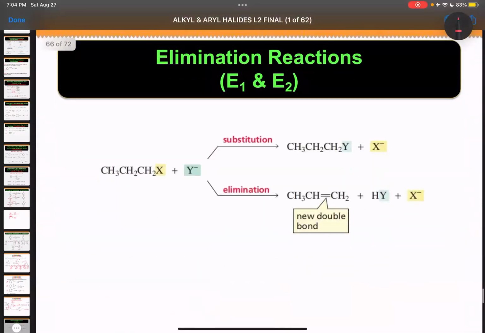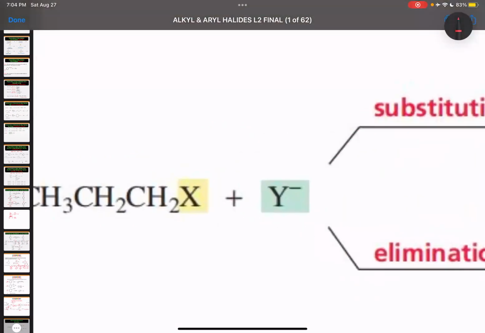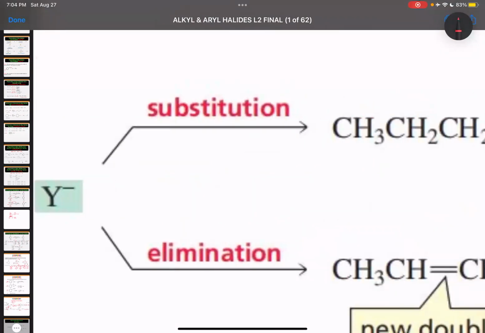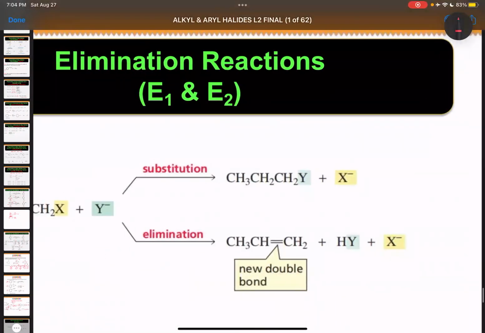Now let's move to the new type of reaction and the last type of reaction in this chapter, elimination reactions. First of all, what's the difference between a substitution reaction and an elimination reaction? Substitution means one group is displaced by another group. Here you can see X is the group and it is displaced by Y. So you have Y in place of X minus. Is it clear? So it is a substitution reaction.